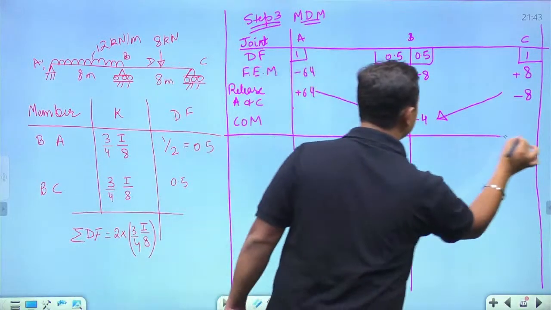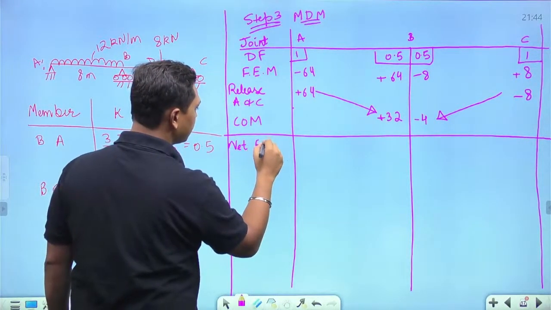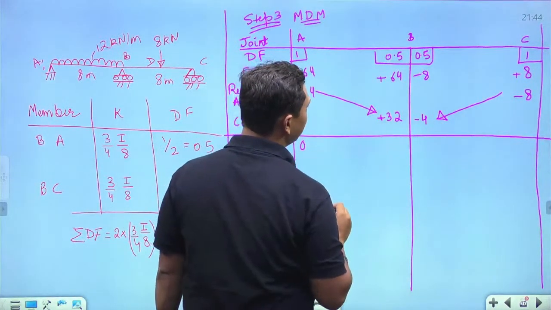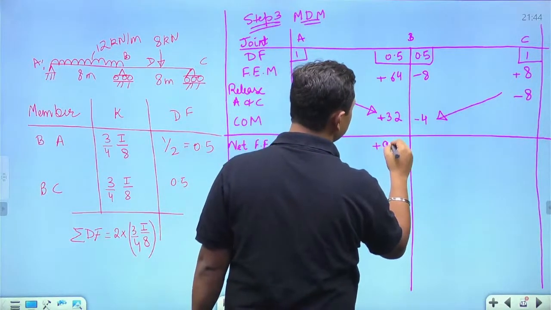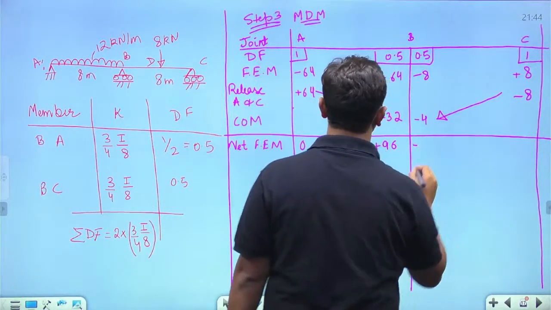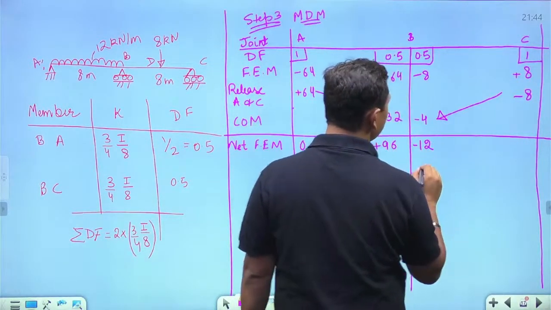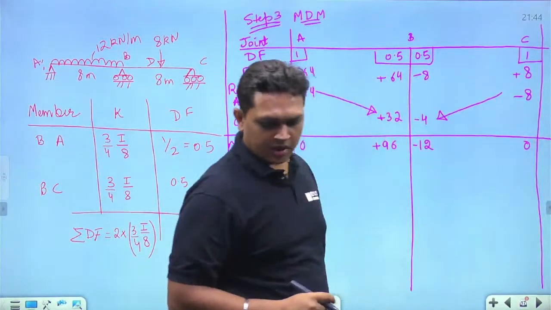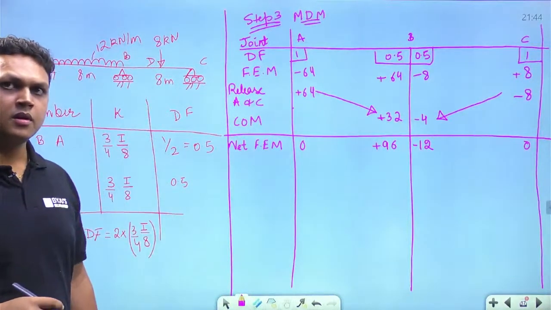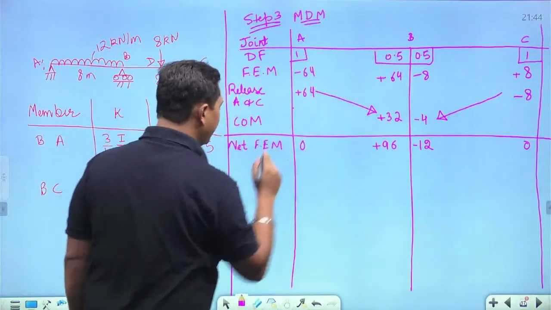So what is the net moments? Net fixed end moments. So net will be equal to 0. This will come out to be 64 plus 32, that is plus 96, and this will become minus 12. And this will again become equal to 0. Any doubt up to this point? Any doubt? Okay, clear guys? Now we have to release the joint B also.